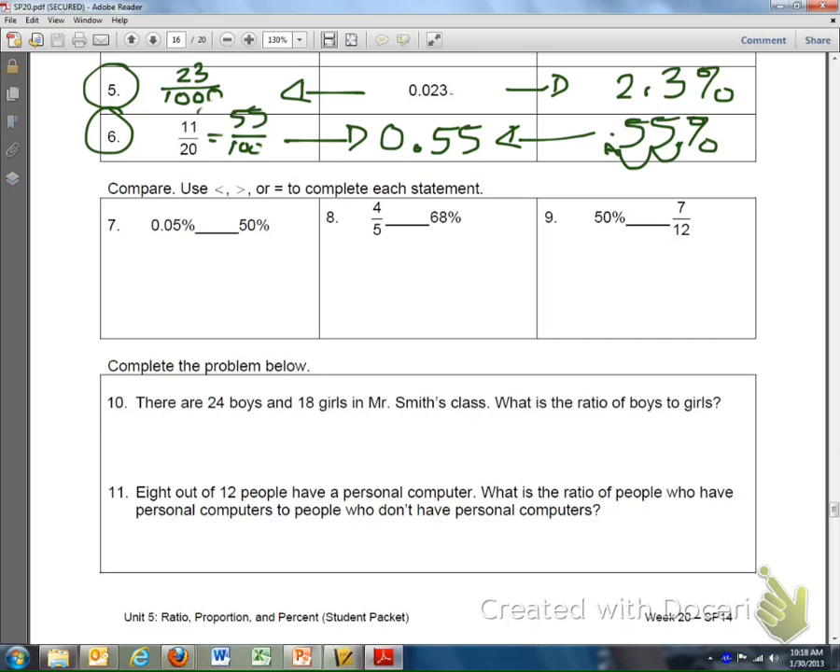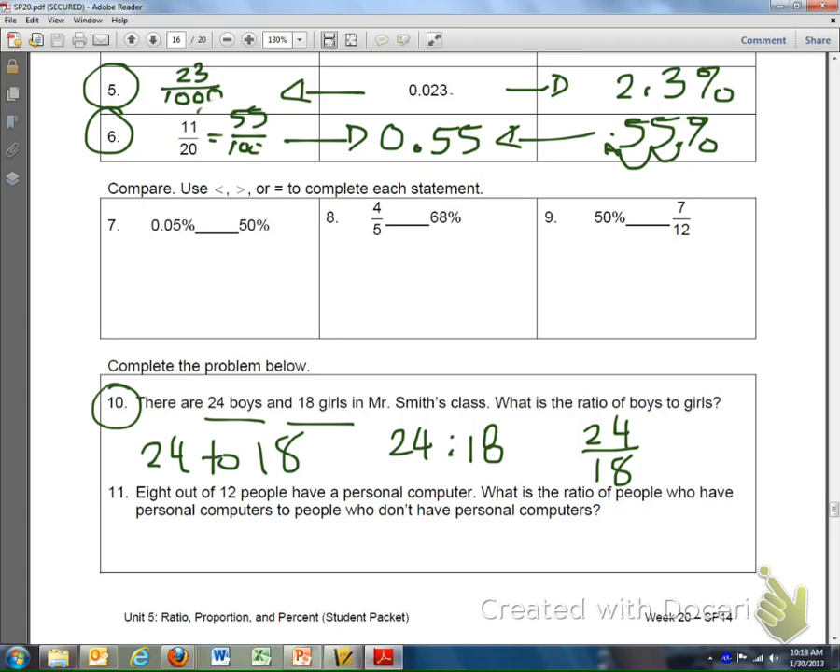Let me jump down here to problem number 10, because we are talking a little bit about ratios here. It says there's 24 boys and 18 girls in Mr. Smith's class. What is the ratio of boys to girls? Well, we have a 24 to 18, and we talked about 3 different ways to write that. You can also use a fraction, or you can actually use the word to. So that's 3 different ways to write that ratio.